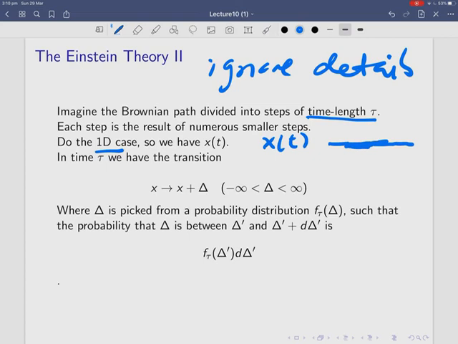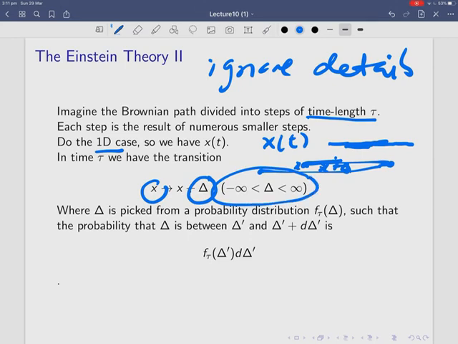In time tau, we move from x here to x plus delta here, where delta is some size which is distributed probabilistically. So sometimes you might move from there to there, and the next step you might move just backwards a little bit. Next step you might move backwards a lot. So there's a probability distribution for this step after each time step, and that obviously must be between minus infinity and infinity.